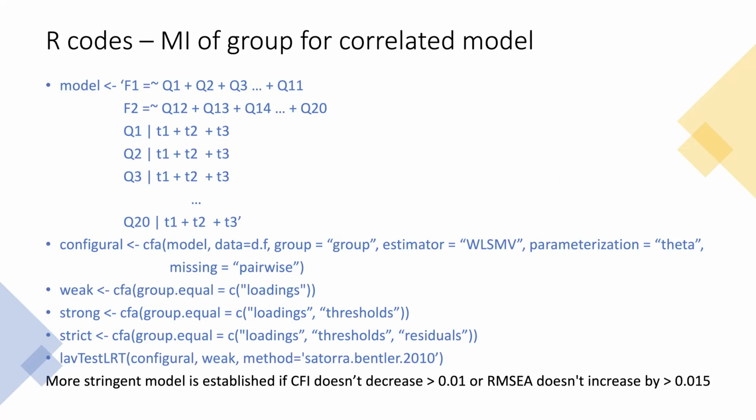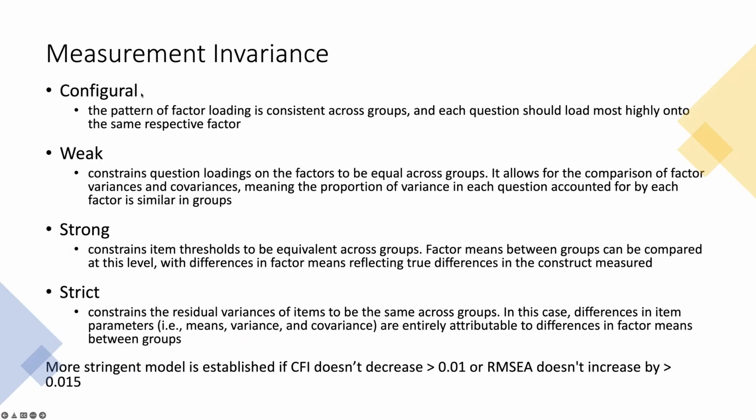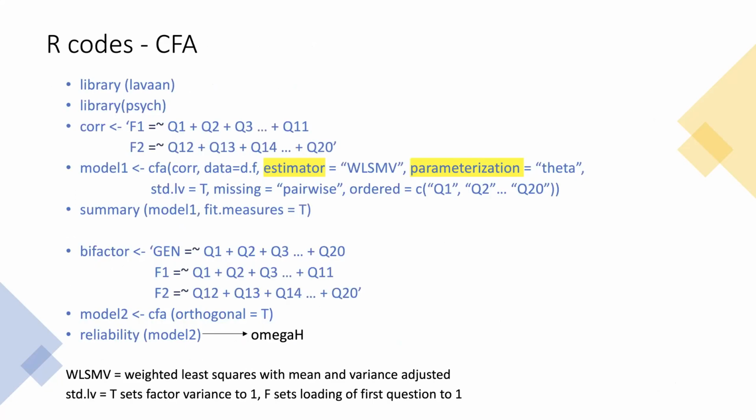So to build these models, for the measurement invariance, we start with confirmatory factor analysis first. The package is lavaan, and then you also load the psych library, and then you would set up the model. So we want the first 11 questions to load onto the first factor. So this is how I define my model.